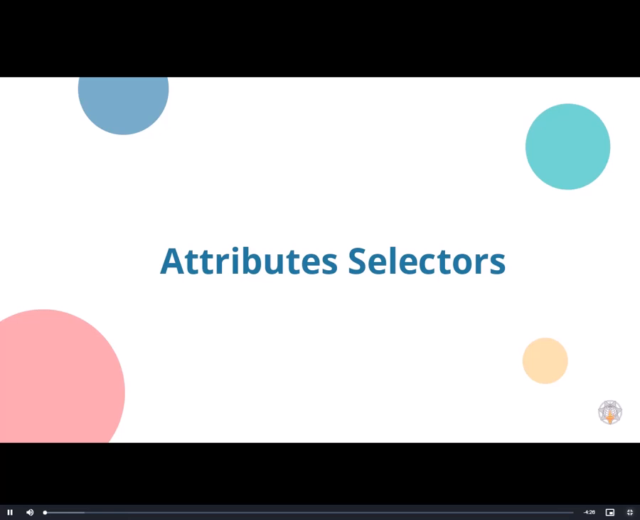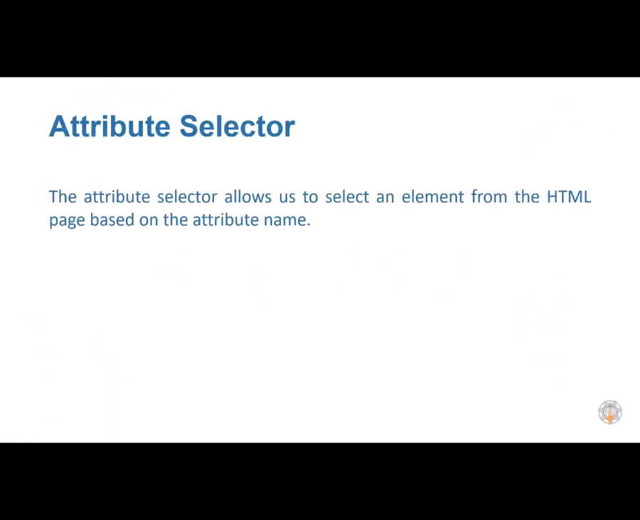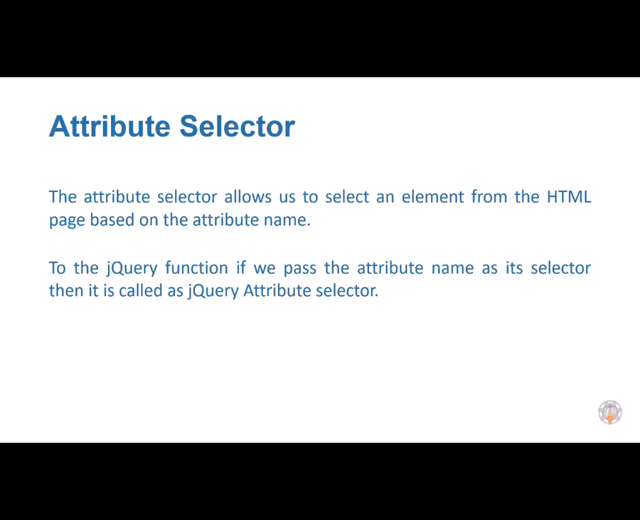Now let us discuss what attribute selectors are. The attribute selector allows us to select an element from the HTML page based on the attribute name. If we pass the attribute name as the selector to the jQuery function, then it is called a jQuery attribute selector. The syntax is as given below.